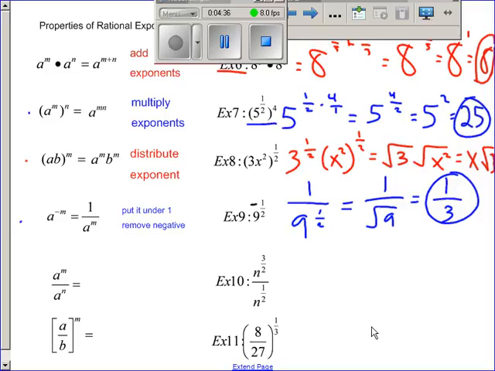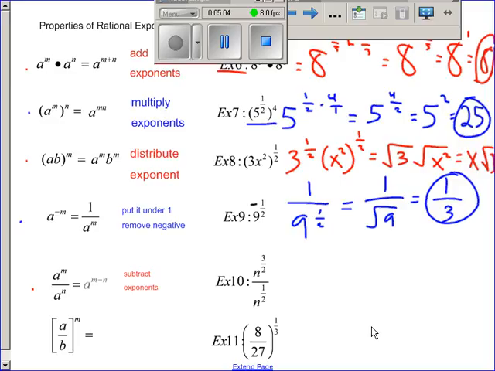A to the m over a to the n. When we see this, we need to subtract the exponents, because this fraction line reminds us of division. Division is the opposite of multiplication, and when we multiplied, we added our exponents, so when we divide, we subtract our exponents. So it looks like a to the m minus n.